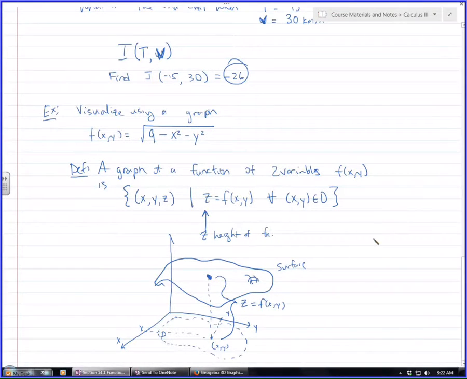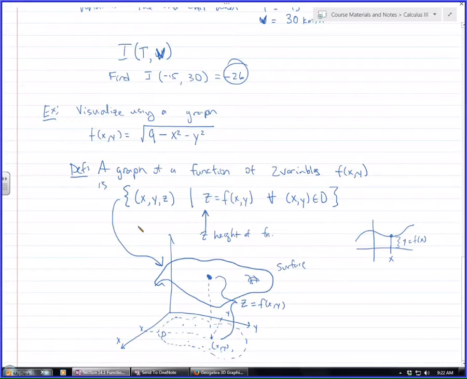That should make perfect sense because it's the exact same idea as when we graph an x and the height of a function, y is the output of a function of one variable. Now we're going to have a whole bunch of points, and we're going to graph all those points up here. That set of points is that surface. Okay? So the graph of a function of two variables is now a surface in space.